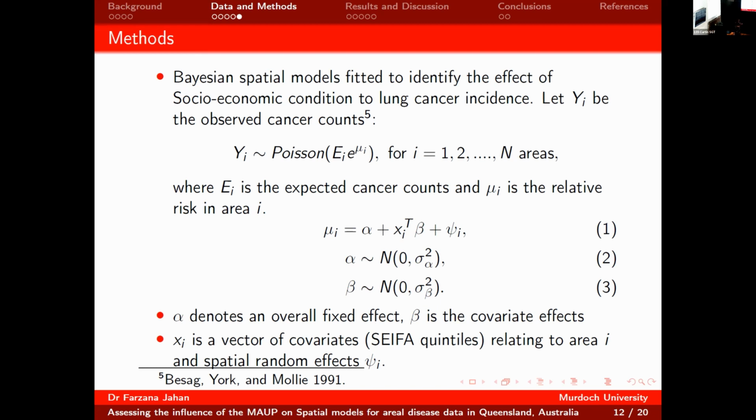So for the simplicity of this analysis, we are using the socioeconomic advantage and disadvantage scores, called SEIFA quintiles, by ABS, to see how different socioeconomic areas have different incidences of lung cancer. And we are going to fit this same model for mesh block, SA1, SA2, SA3, and SA4 level data. And we will see what different types of estimates we could get.